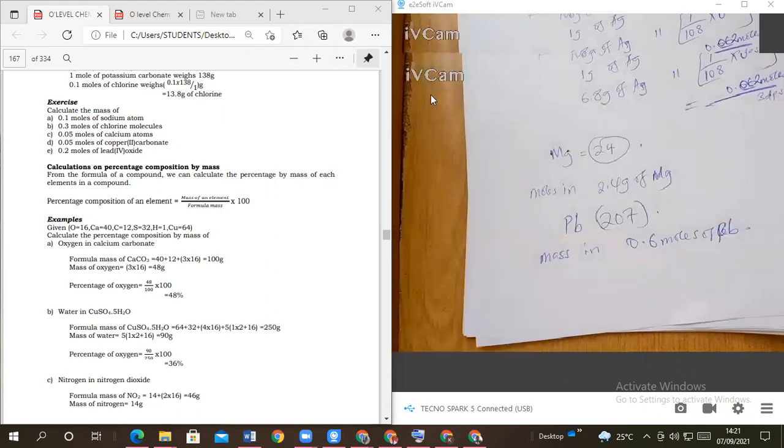I've seen one. Let's try to speed up. Maya, that is correct. Maya, that's correct. Frida, that is correct. Cynthia, they want the mass in 0.6 moles of lead. Cynthia, Patricia, that is correct.